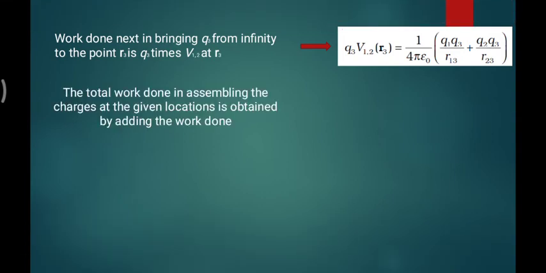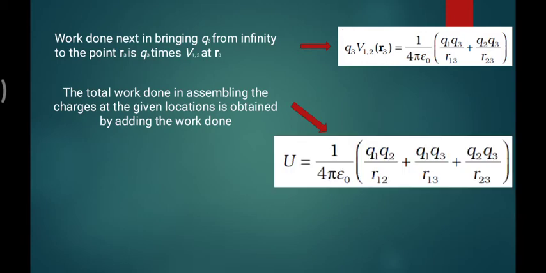Now the total work done in assembling the three charges. What work do you need to do for bringing q1? Zero. What work do you need to do for bringing charge q2? We saw that in the previous slide. What work do you need to do on the q3 charge, which is represented here. So sum over all the work, so the total work you need to do is this much. U is equal to, which is nothing but the potential energy, U is equal to 1 upon 4 pi epsilon 0 q1 q2 upon r12.